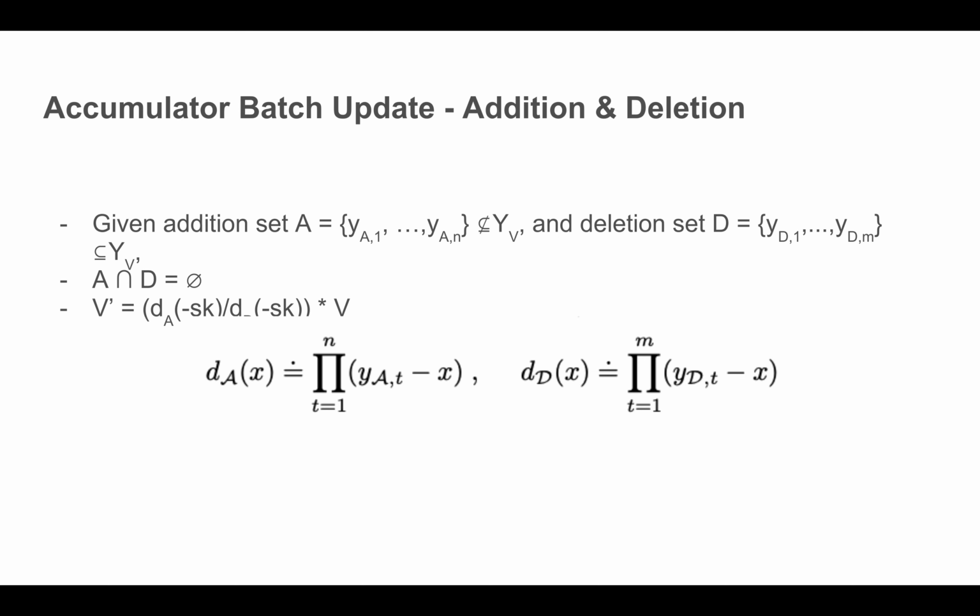The accumulator batch update is way more complicated, and this is how it works. It is given 2 sets of elements to be added and deleted. We call the addition set YA1 to YAN, and the deletion set YD1 to YDM. There is no intersection between these 2 sets. To update, we need to compute 2 polynomials, DA and DD. Then we evaluate DA on the input negative secret key, and DD on the negative secret key, and compute DA divided by DD times V.